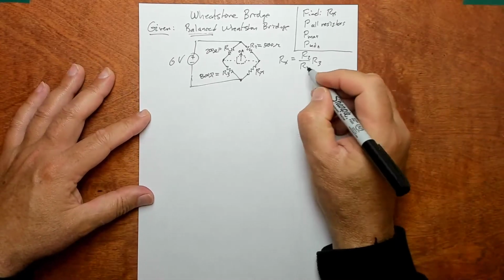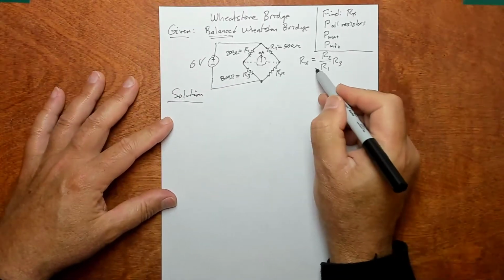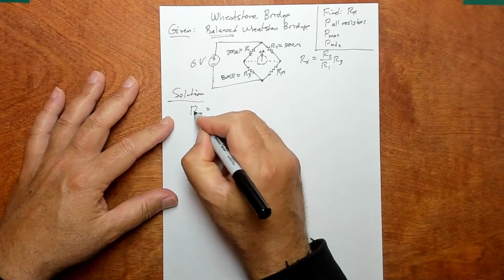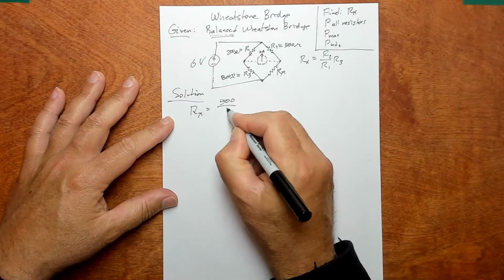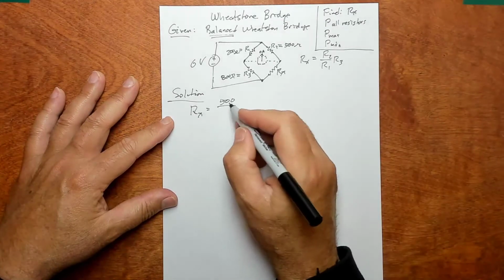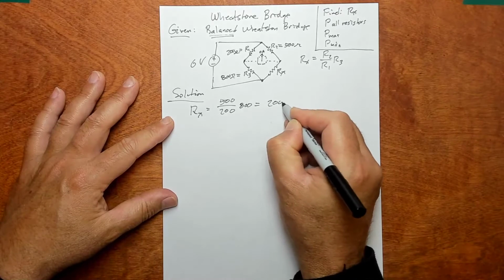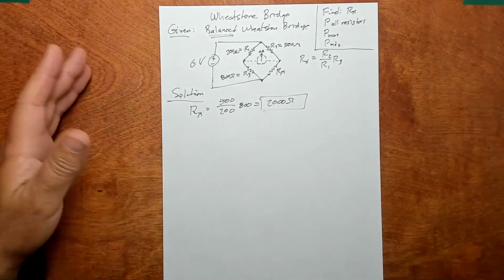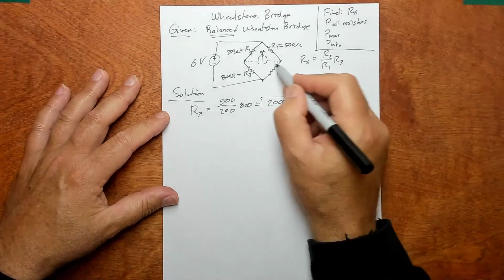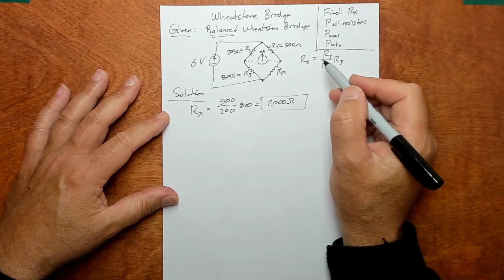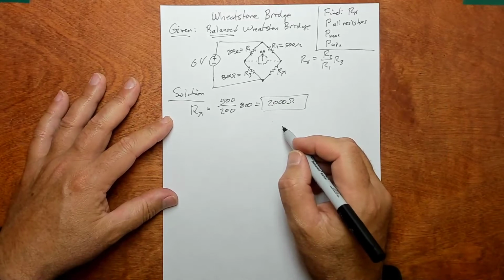Okay, so for the solution, R sub X is just going to be this formula: R2 over R1 times R3, which is 500 over 200 times 800. It's going to be 2000. That's the first one. Just a simple application of the Wheatstone bridge formula for the balanced condition. Very easy.